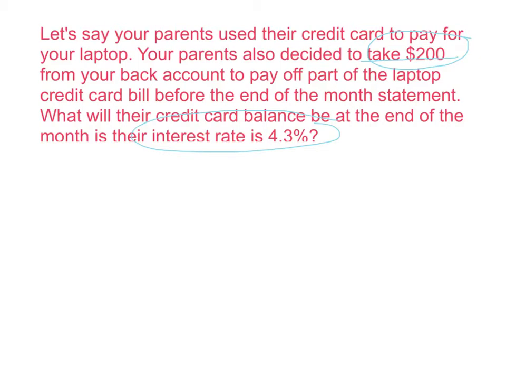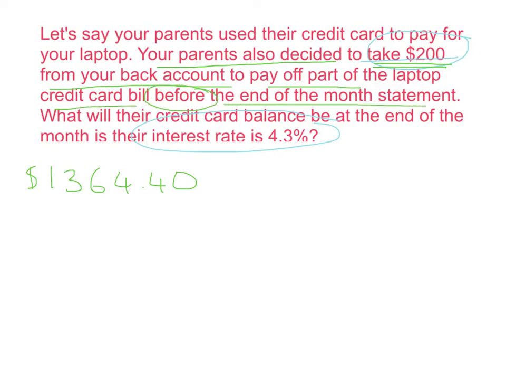So, welcome back. And again, first thing you need to write down is the total amount you had on your purchase. So the amount that your parents charged on their credit card originally was $1,364.40. So this is the amount that they charged on their credit card when they made the purchase for the laptop. So it says here, your parents also decide to take $200 from your bank account to pay off part of the laptop on the credit card before the end of the month.